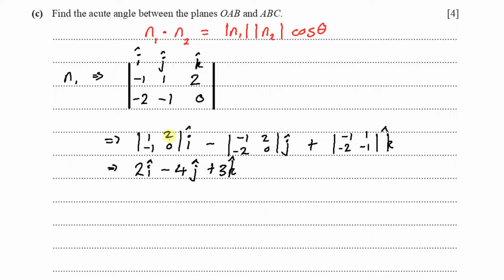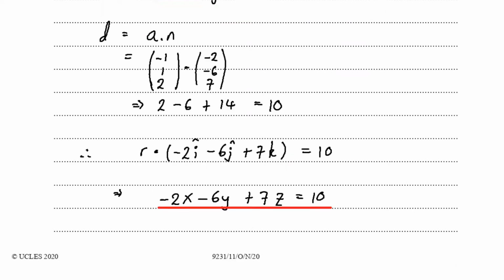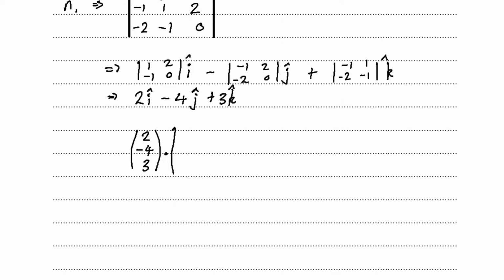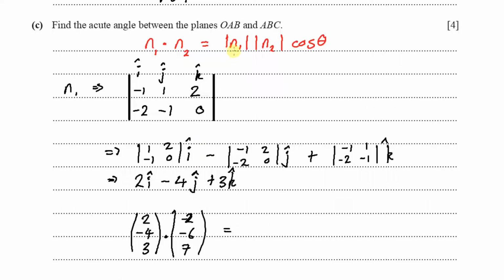So with this normal, we're going to say the dot product for the two normals. So we take the scalar for n1, that's 2, minus 4, 3, and this dot the normal to the plane ABC. Now the normal to the plane ABC, we got it to be minus 2i minus 6j plus 7k. So that's minus 2, minus 6, 7. So it's dot minus 2, minus 6, and 7. And this is going to be equal to the modulus of n1, so that's going to be square root of 2 squared plus 4 squared plus 3 squared, times the modulus of the other vector, that's going to be 2 squared plus 6 squared plus 7 squared, and cosine of theta.